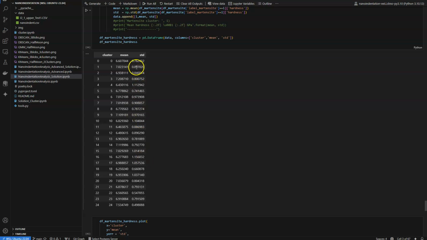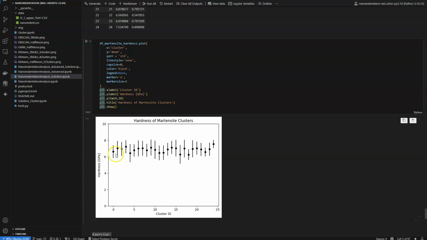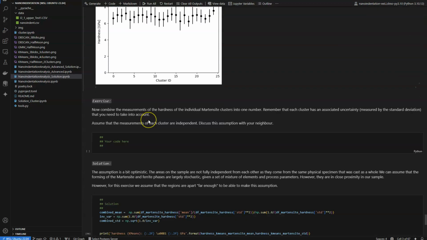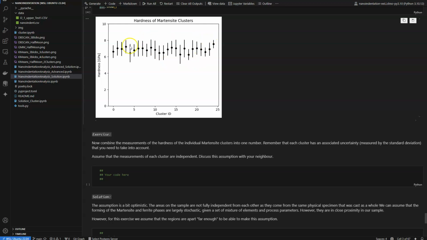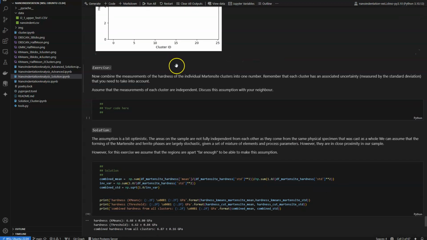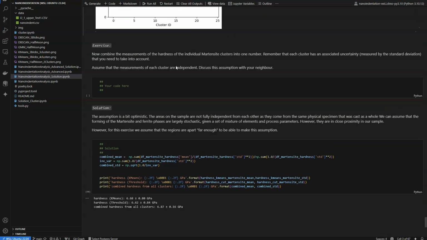But we also have large uncertainties, some larger than others, so we put this into a plot, and then we can see that they all scatter around. Now, if we combine the measurements into one number, we need to remember that each of these clusters has an associated uncertainty that we need to take into account. We assume now that the measurements of each cluster are independent, and before you do this, discuss this assumption and what that means. If we combine all of those, we would expect to get the number that we had before. And you see that if we do that, it's not quite the same.